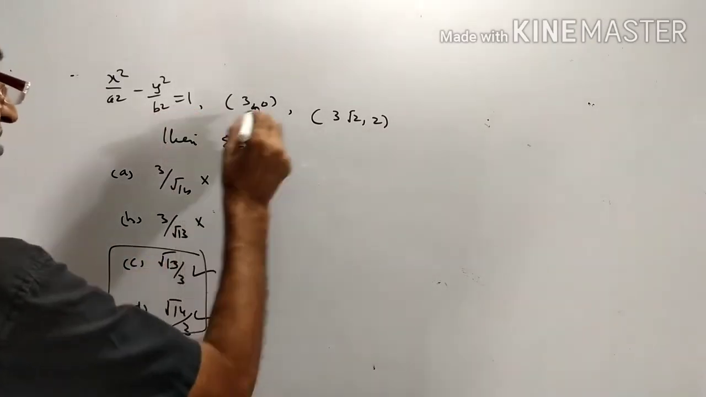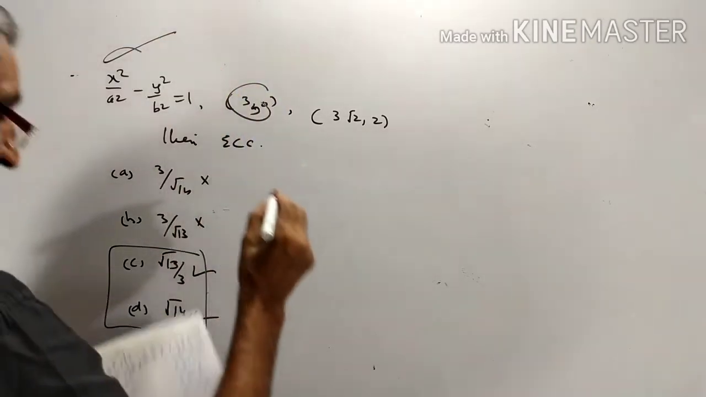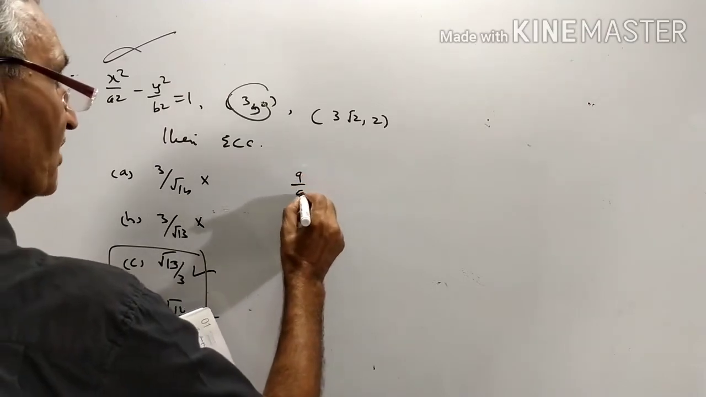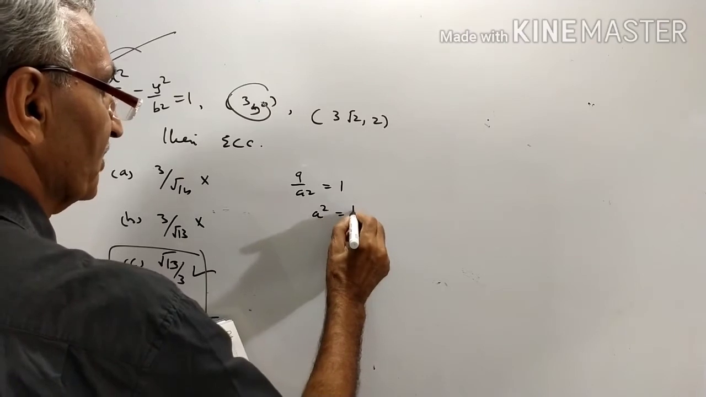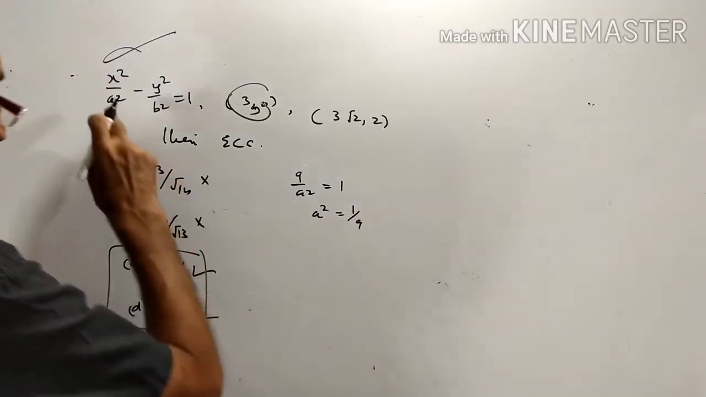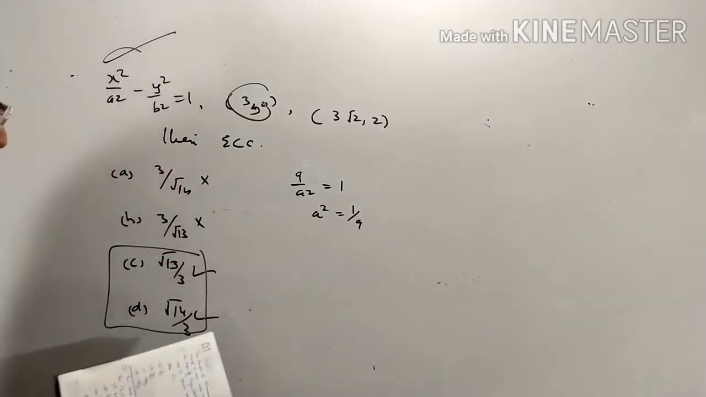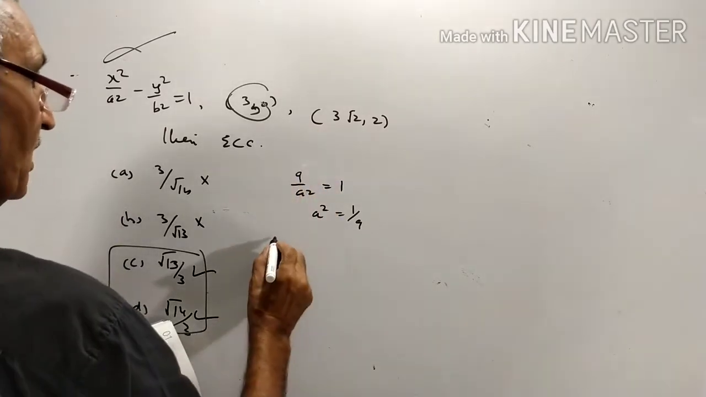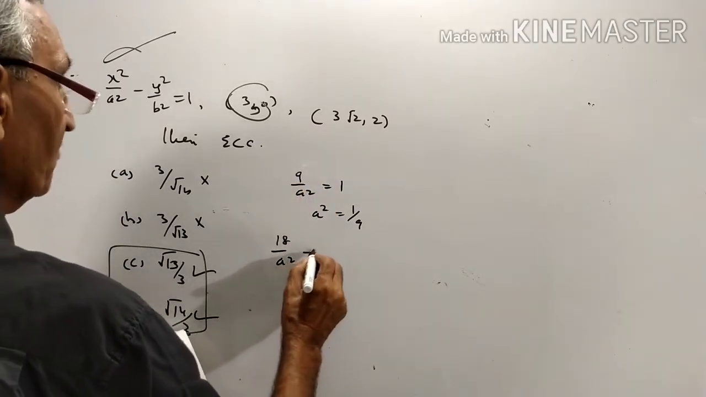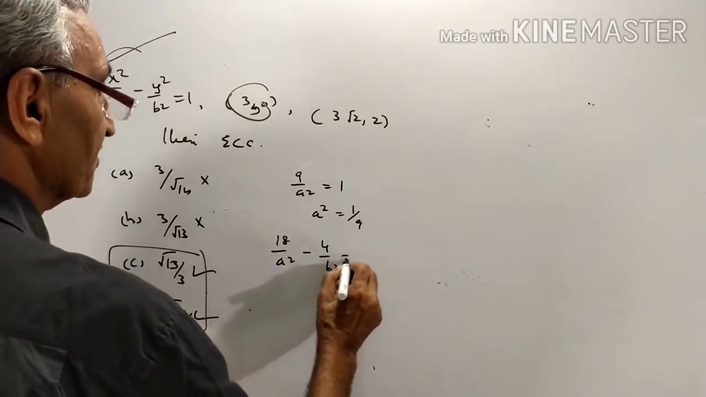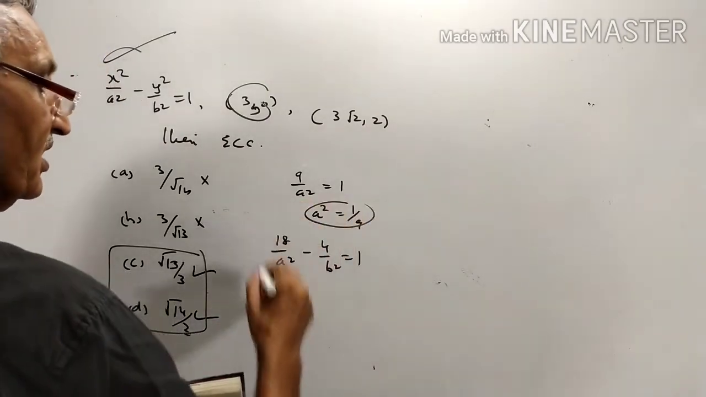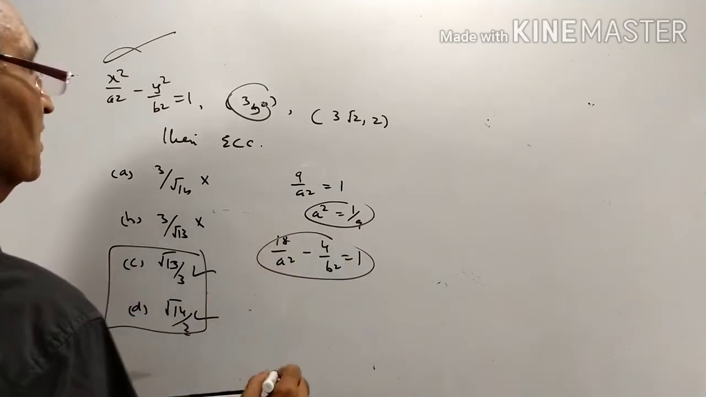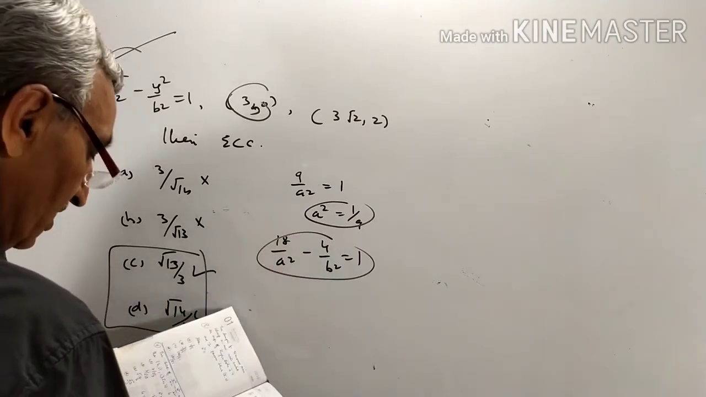Well friend, when it passes through this, it satisfies this. That means 9 upon a square is equal to 1. a square is equal to 1 upon 9. That is the first part. And the second part, it passes through this: 18 upon a square minus 4 upon b square is equal to 1. Well friend, from here, a square and b square, the eccentricity you can find out by solving.